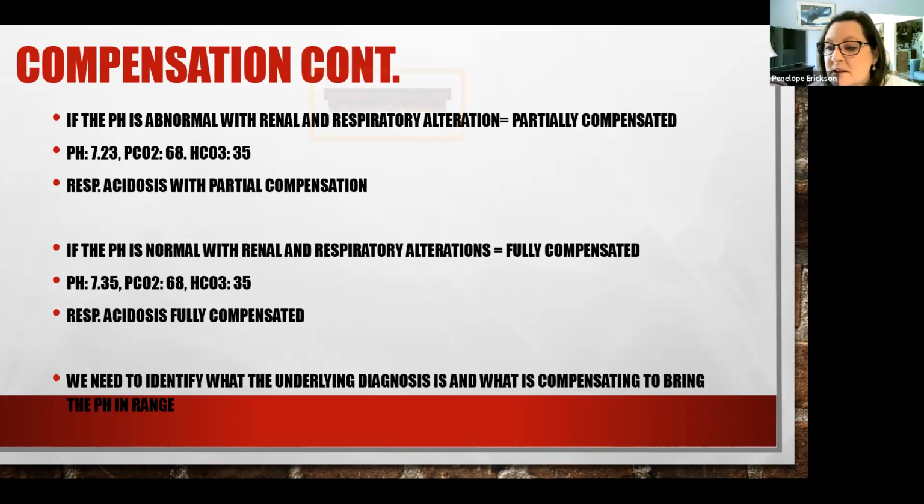We still need to identify that underlying cause. Okay, it's not going to be maintained like this if they're still having so much respiratory failure that their CO2 is that high. They're not going to continue to survive. We've got to fix the problem. We've got to help bring that pH back to normal. We've got to fix what's going on with the patient.